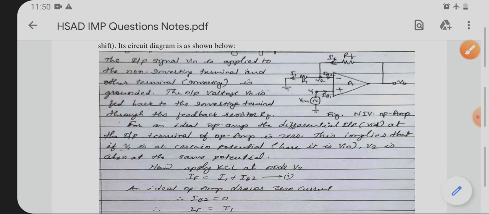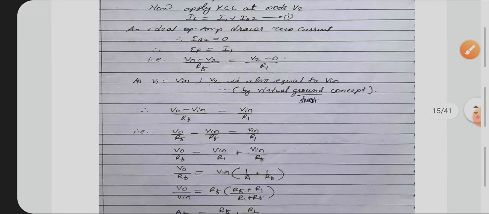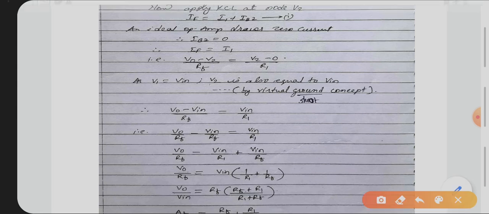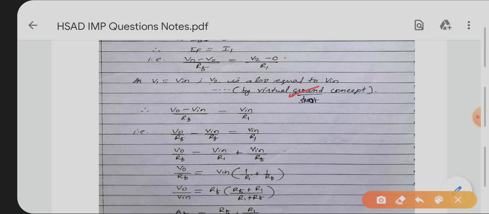Okay, so coming to this equation again, if V1 is equal to V in, therefore V2 is also equal to V in. By which concept? By the virtual short concept. Here it is written ground, so ground is not correct. It is the virtual short concept. In the previous case, the inverting amplifier, it was the virtual ground concept. Here it is the virtual short concept.